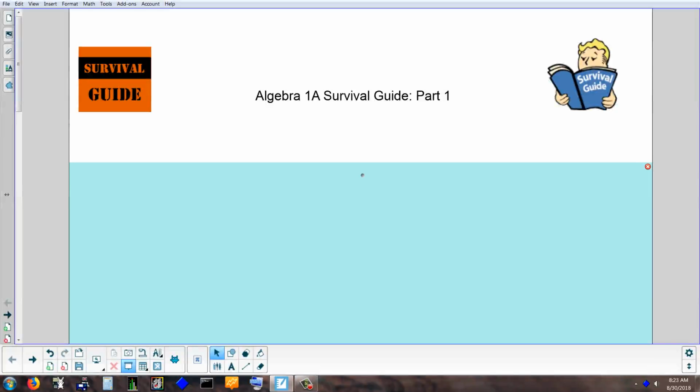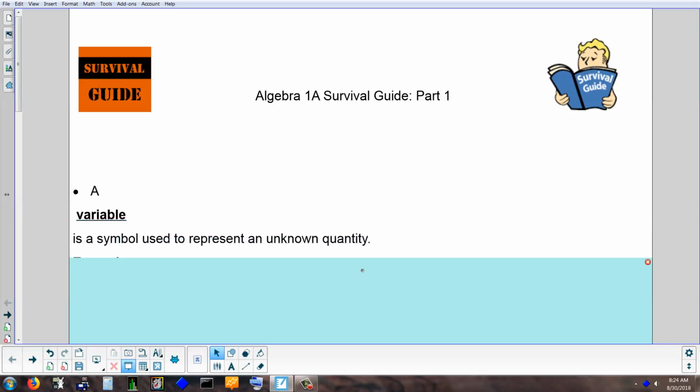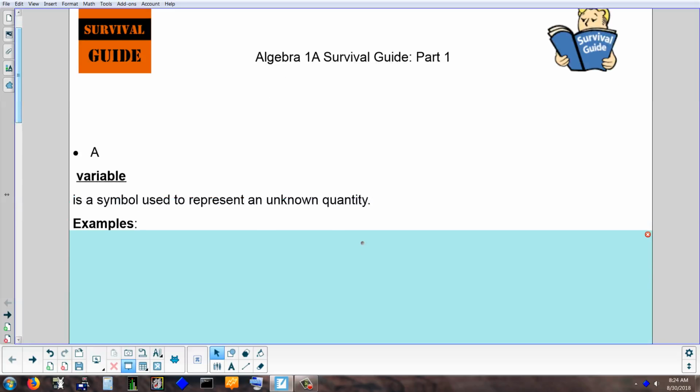All right, so the first thing says a blank is a symbol used to represent an unknown quantity. Does anyone know what we use in algebra to represent something we don't know? Yep, Seamus? A variable. Yeah, a variable. So the first thing you want to fill in on that blank is a variable. Is a symbol used to represent an unknown quantity. Can someone give me an example of a variable?